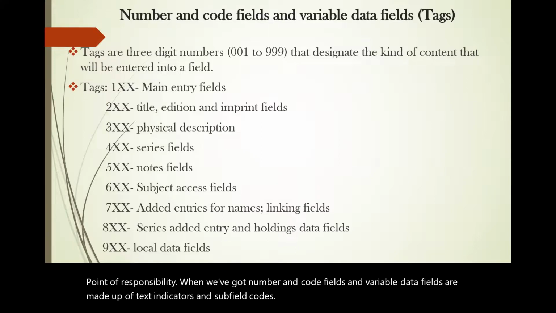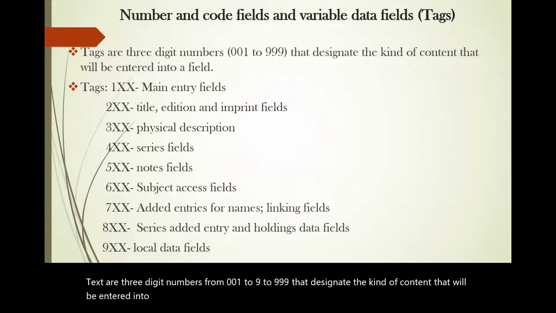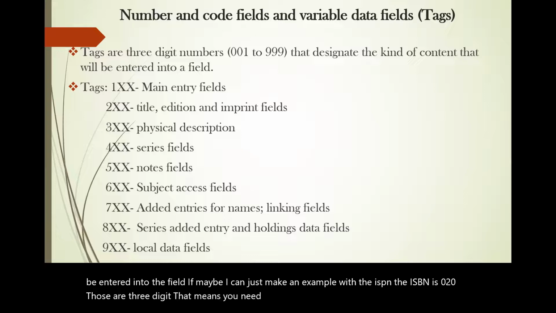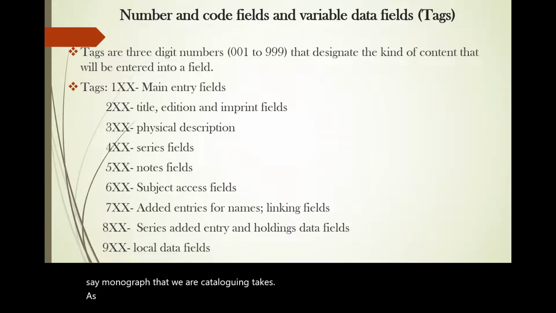Tags are 3-digit numbers from 001 to 999 that designate the kind of content that will be entered into the field. Maybe I can make an example with the ISBN. The ISBN is 020. Those are 3-digit. That means you need to key in the ISBN of a particular resource, or monograph, that you are cataloging. As you see, there are main entry fields, title, physical description.